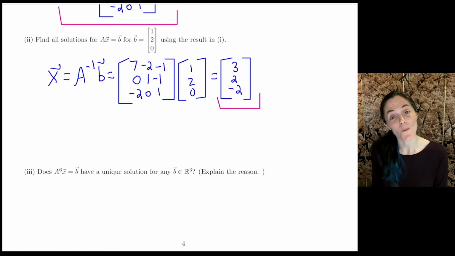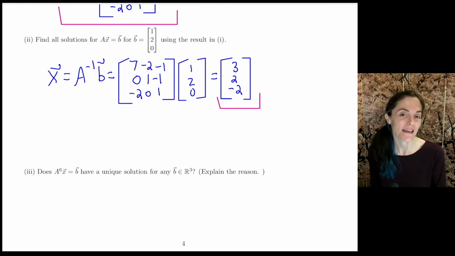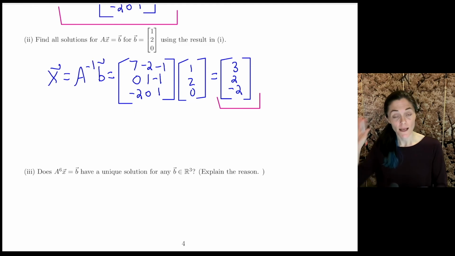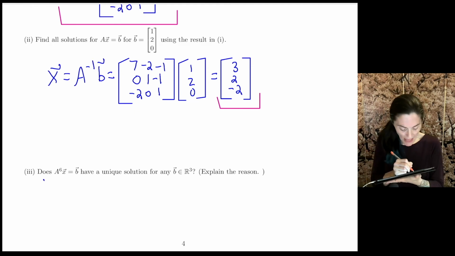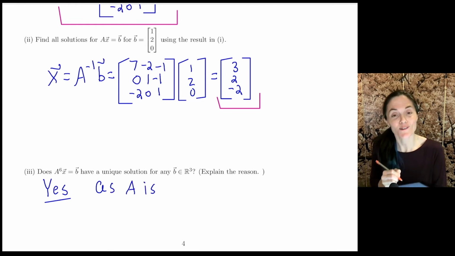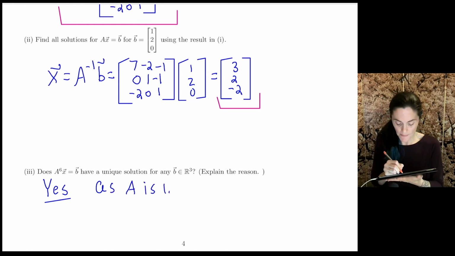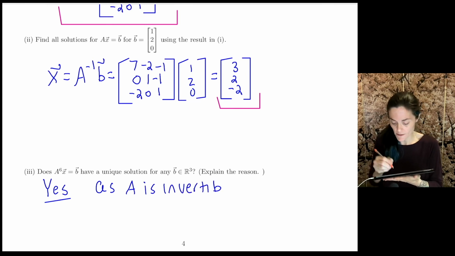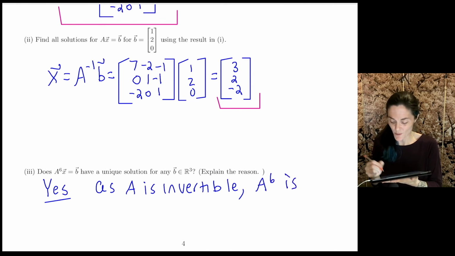The last part of this question says, does A to the 6th times x equals b have a unique solution for any b in R3? Explain the reason. Yes, without a doubt. The answer is yes. So what's the reason here? Well, A is invertible, certainly it is. We found its inverse. As A is invertible, then any power of A is invertible. So in particular, A to the 6th is invertible.